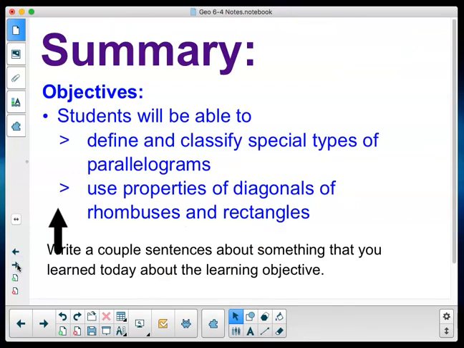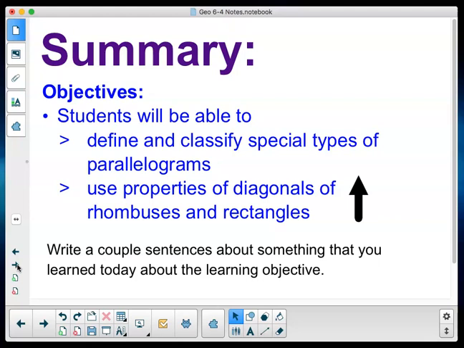Hey, look, it's summary time. Objective: students will be able to define and classify special types of parallelograms and use the properties of diagonals of rhombuses and rectangles. Now, special types of parallelograms. If it's a rhombus, all the sides are the same, and the diagonals bisect each other. All three of these are parallelograms, so all the properties of parallelograms fall into place.